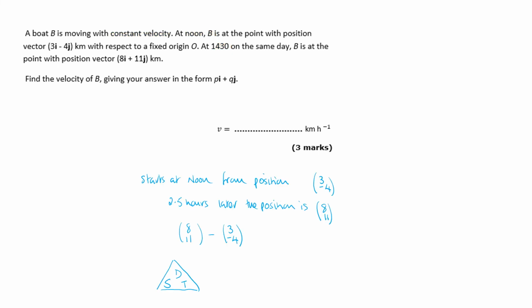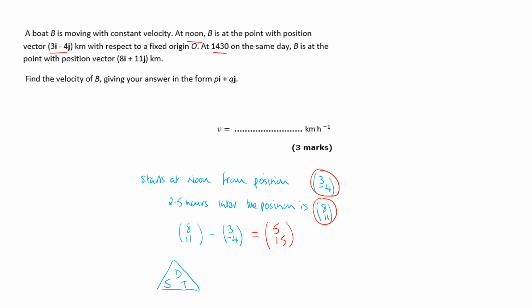So the boat starts at noon from a position of 3, minus 4. I like to work in columns, so that is 3, minus 4 as a column vector. 2.5 hours later, because on the same day at 14:30, the position is going to be 8, 11. So to find out the journey between those two, if you do 8, 11 minus 3, minus 4, you will get horizontally 8 minus 3, 5, and 11 minus 4, 15. So that is the journey that it's taken. It's gone 5 along and 15 up to get between the 2 points.